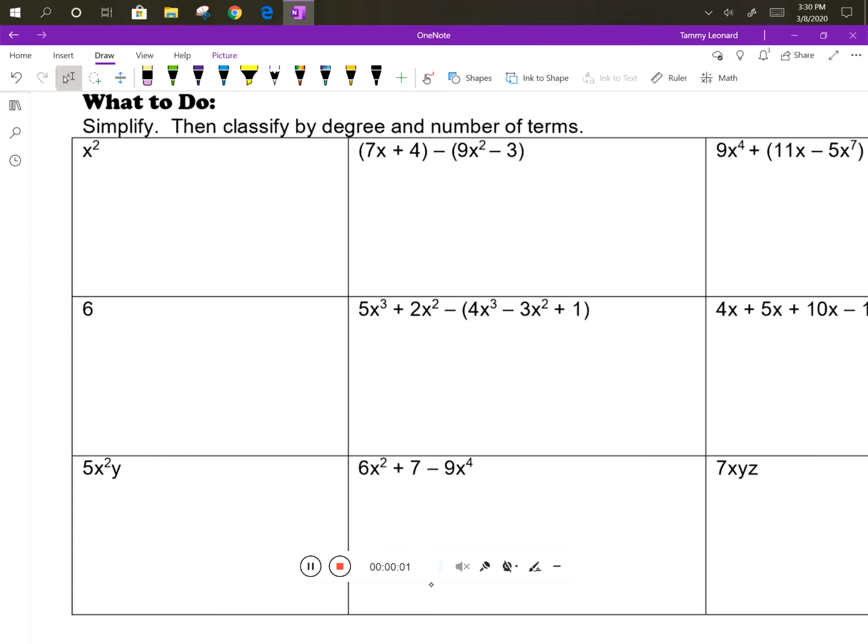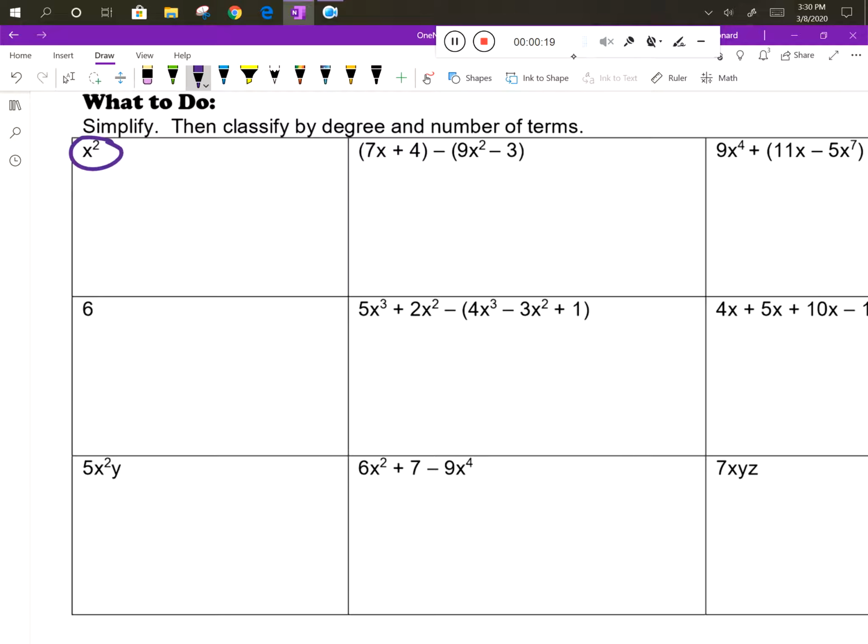Let's go down each column as we simplify each polynomial and classify it based on degree and number of terms. So the very first one we have is x squared. There's clearly not really anything to simplify because it's already just a single term. So there's no work to be done with simplifying. All we can do is classify. This has a degree of 2, and we know that that's called quadratic as we look at our list. It has just one term, so it's a monomial, a quadratic monomial.